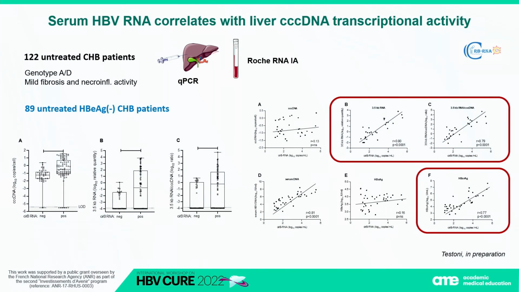So we extensively validated the correlation of the Roche assay with intrahepatic cccDNA transcriptional activity in a cohort of 100 untreated chronic hepatitis B patients. I show you, for the sake of time, only the results for the HBeAg negative patients, and you can clearly see that patients who were positive for serum HBV RNA had higher intrahepatic RNA and cccDNA transcriptional activity, and serum HBV RNA correlated very highly with these markers and also with core-related antigen, but not with HBsAg.